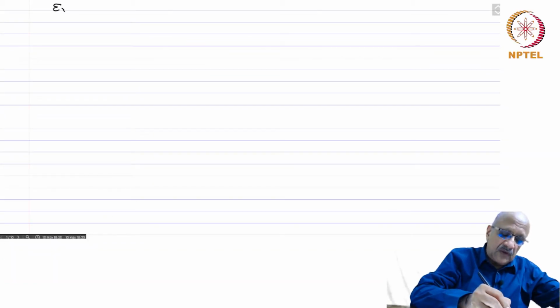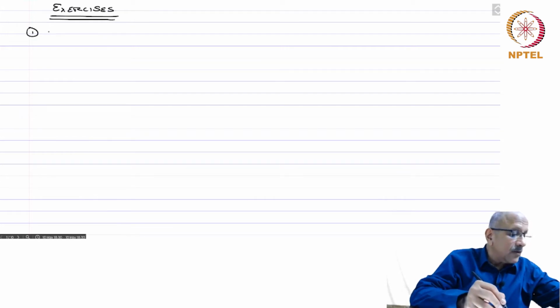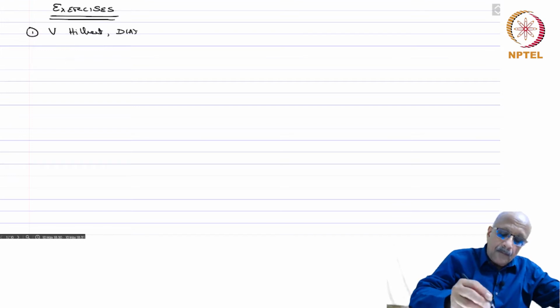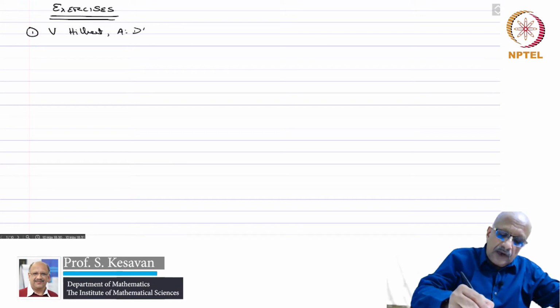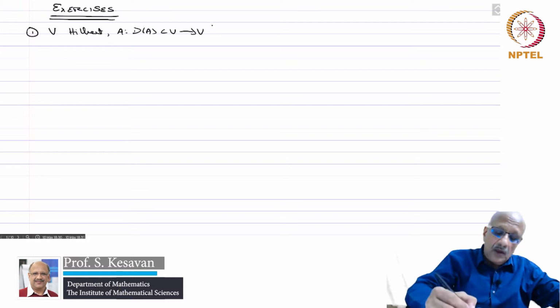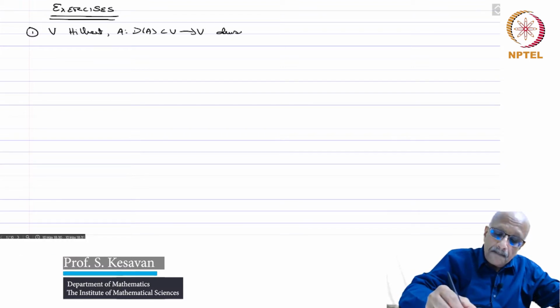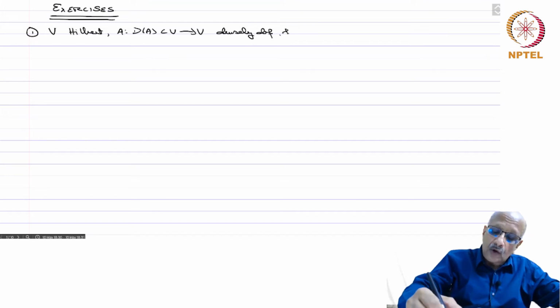We will now do some exercises. First one: V Hilbert, and D(A), sorry, A from D(A) contained in V to V densely defined and closed.